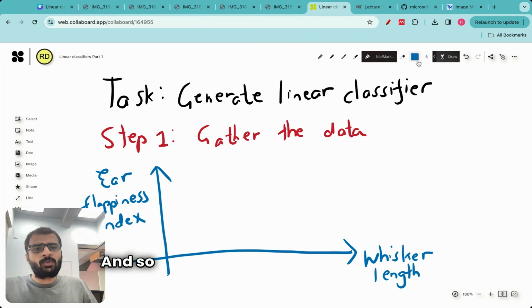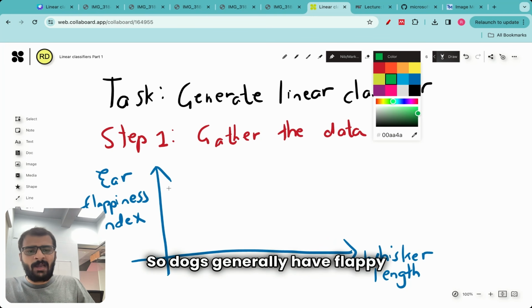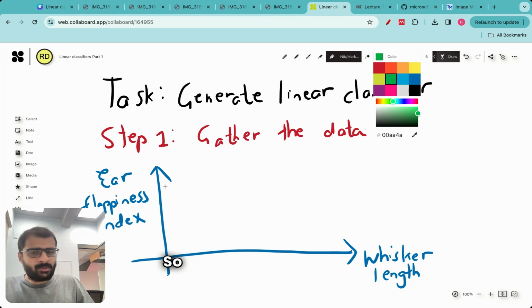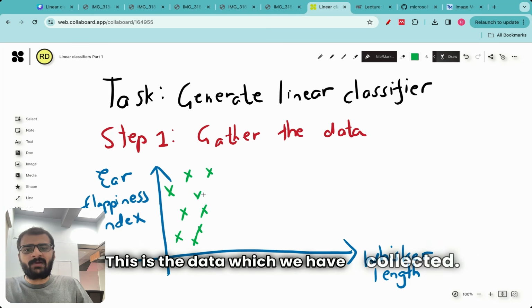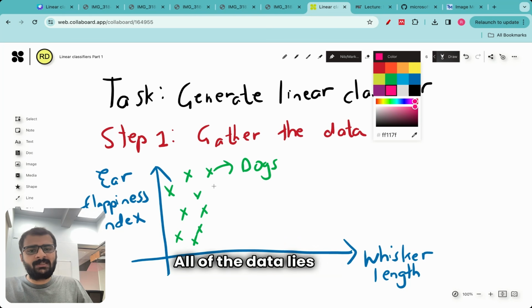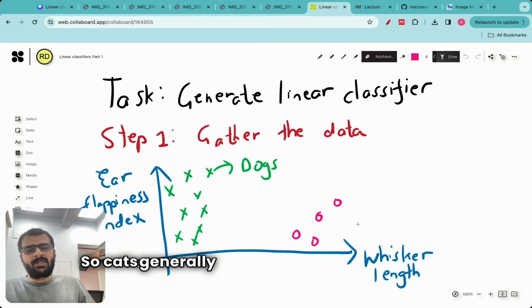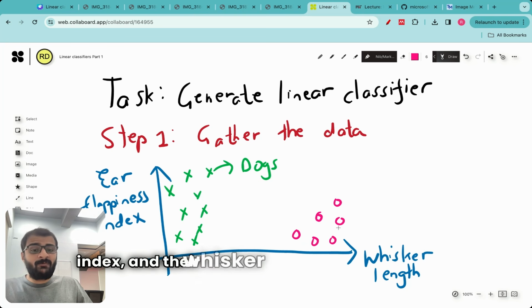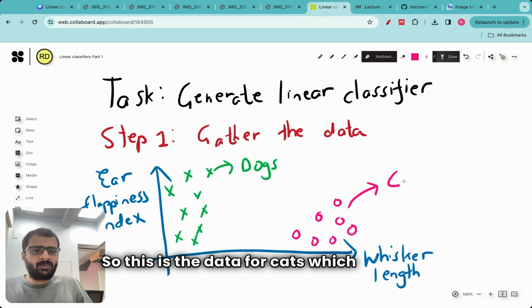Okay, and so the first data point will be for dogs. So dogs generally have flappy ears and shorter whisker length. So all of the data lies here. This is the data which we have collected. This is for dogs. And for cats, all of the data lies here. So cats generally have a shorter ear flappiness index and their whisker length is usually larger. So this is the data for cats which lies here.